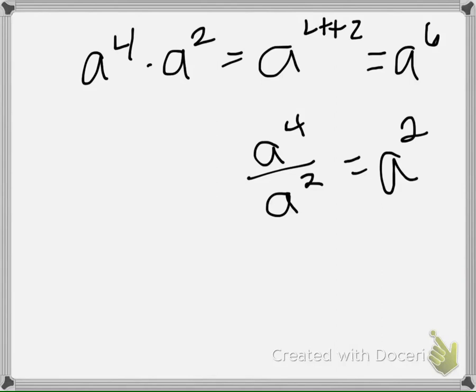So looking at the bottom of page 439, there's 3 different examples. 2 to the 6th divided by 2 to the 2nd. Once again, you look at it, 2 to the 6th minus 2 to the 2nd is 2 to the 4th.